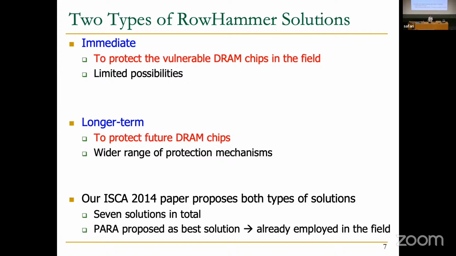And we will also talk about longer-term solutions that aim to protect future DRAM chips. We have a wide range of protection mechanisms that we can think of here because we can design the system, the DRAM chips, and the interface between those. Basically, we can think of different approaches and use them. The ISCA 2014 paper discusses both types of solutions, and it proposes PARA as the best solution, and it is already employed in the field.